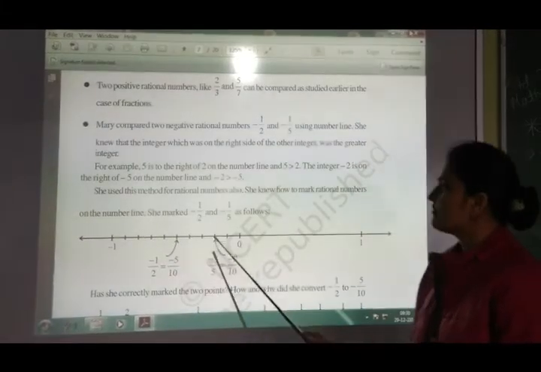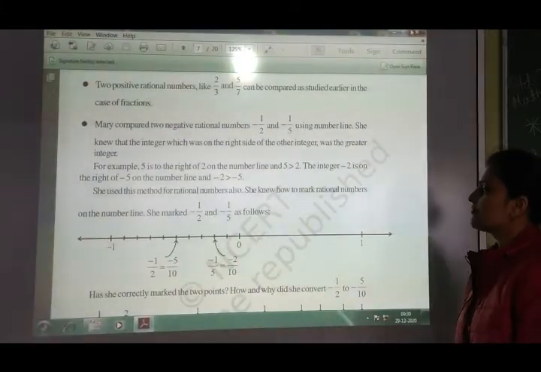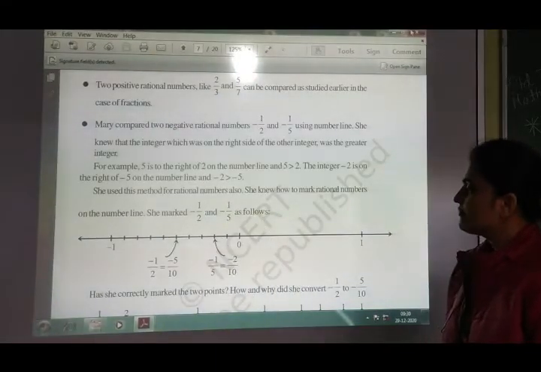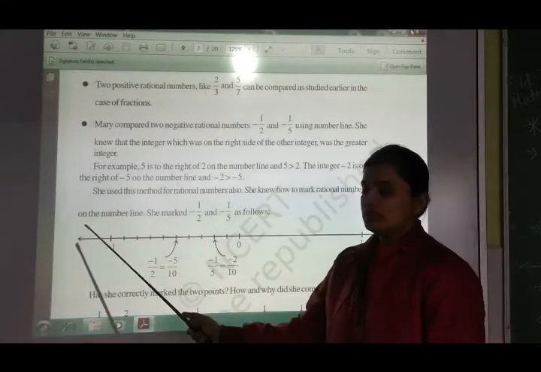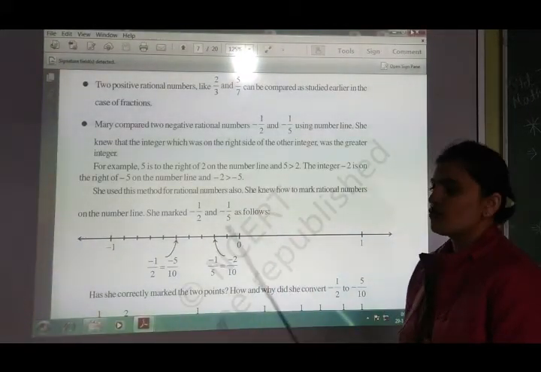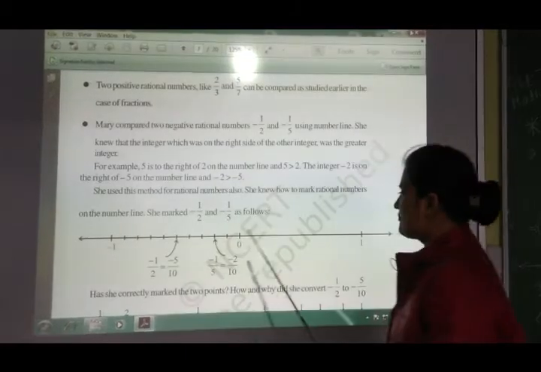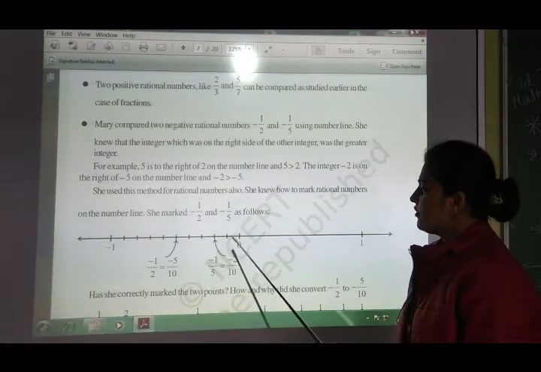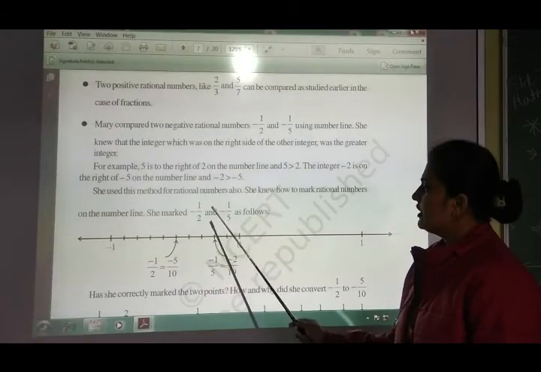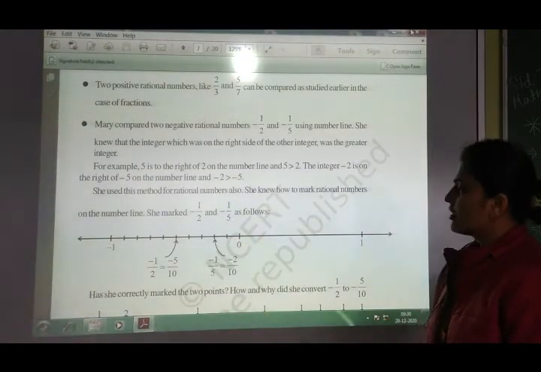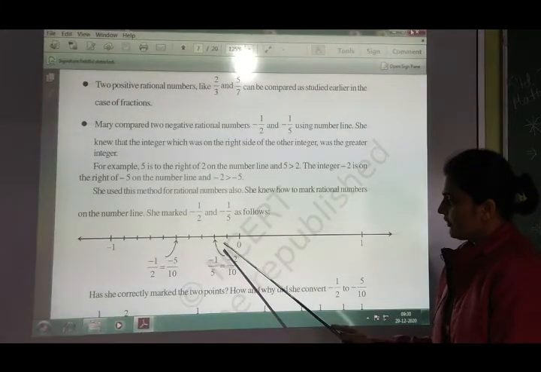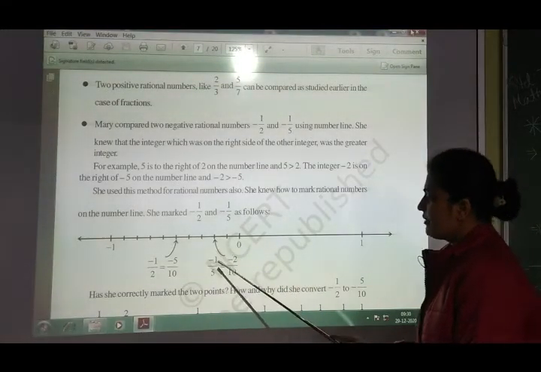She marked -1/2 and -1/5 as follows. Now -1/2 and -1/5, both we have to mark on the number line. Here 0, both are negative, so both will be on the left hand side. After 0, here on the first we are not getting any 0. After that we need -1/5. So 5 gaps we need. Here 0. After that here -1/5.